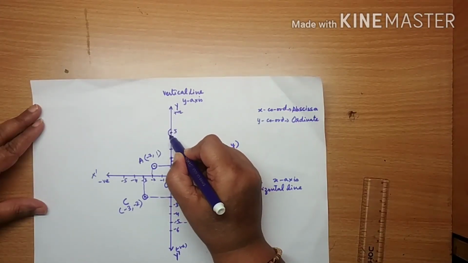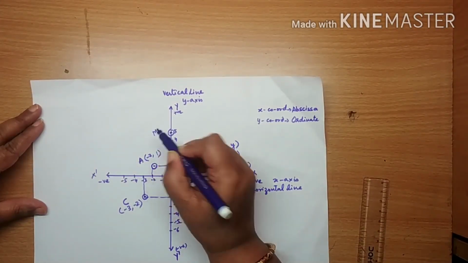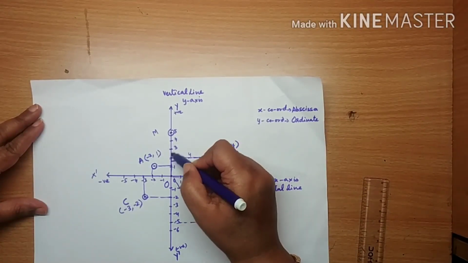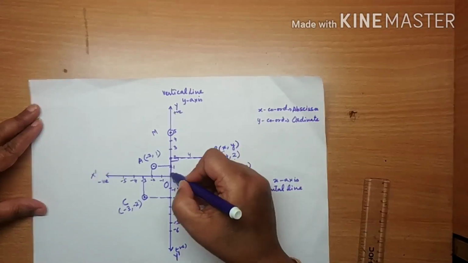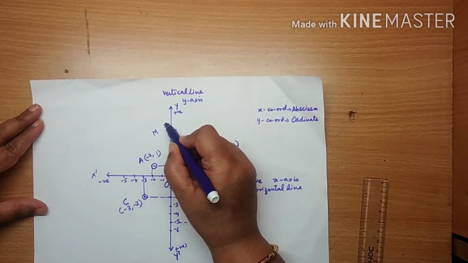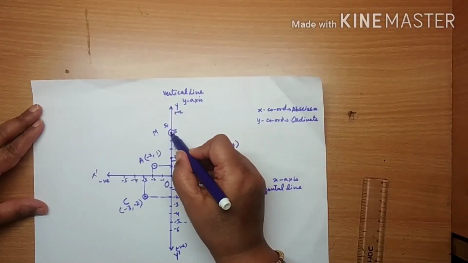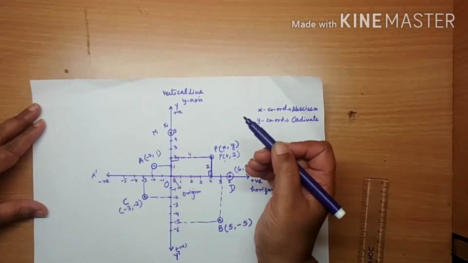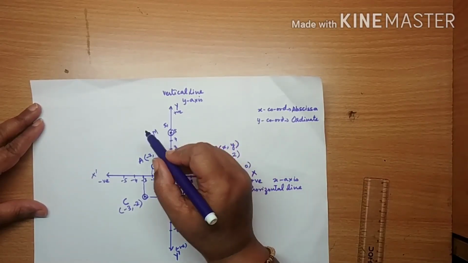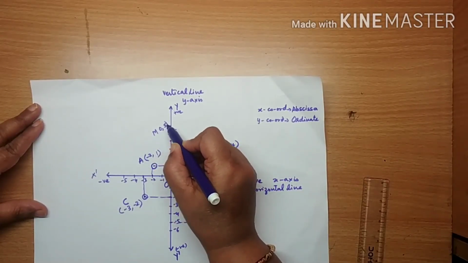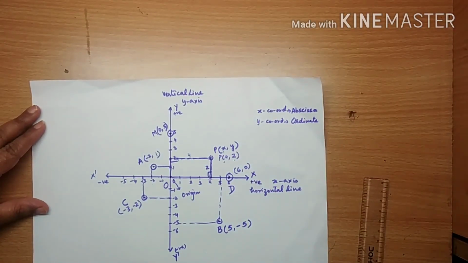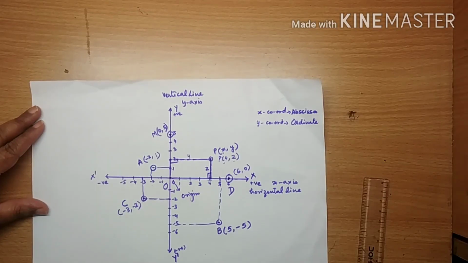Let's read the coordinates of this point. Let's call this M. The perpendicular distance of this point from the x-axis is 5 units, so the y is 5. And this point lies on the y-axis. The x coordinate is the perpendicular distance from the y-axis, and the point is on the y-axis, so the distance is 0. So we have here 0.